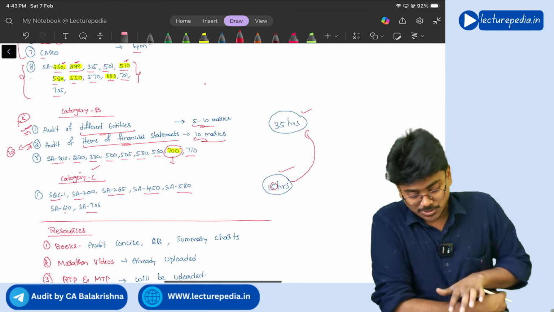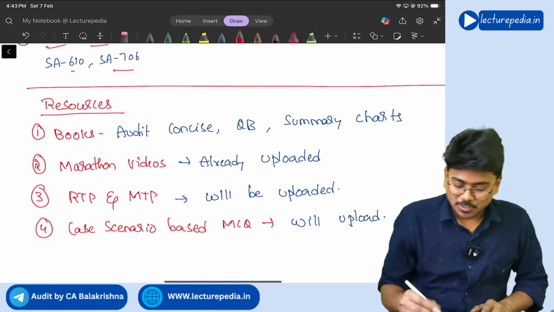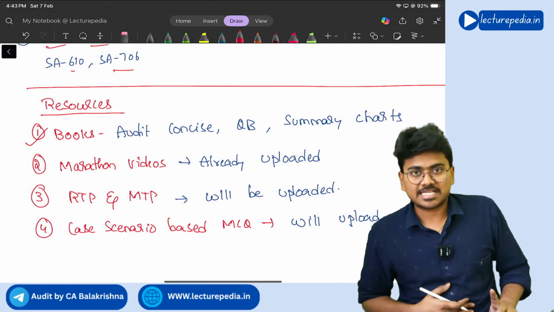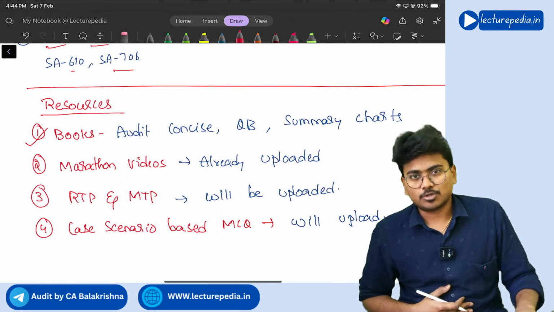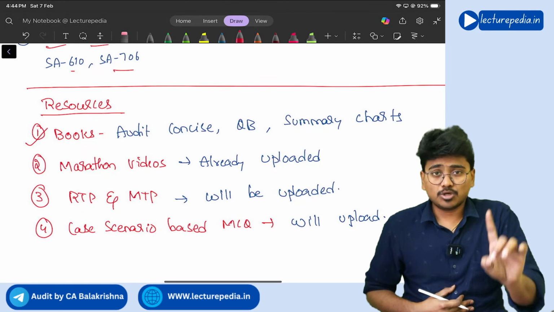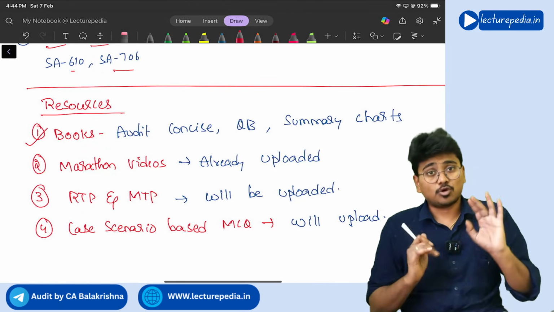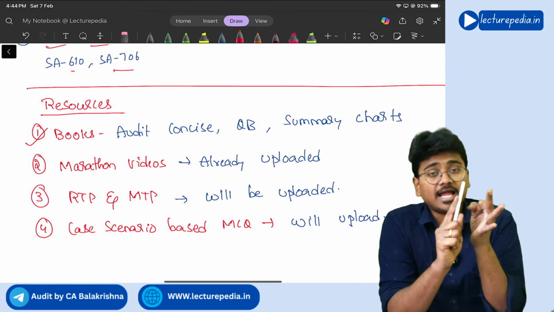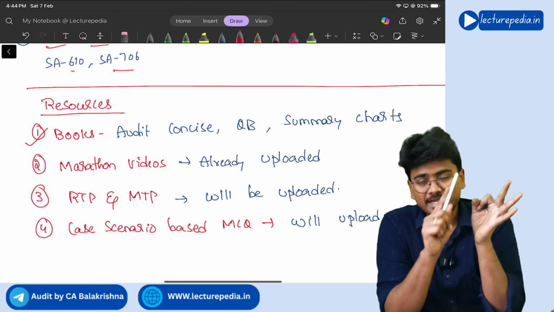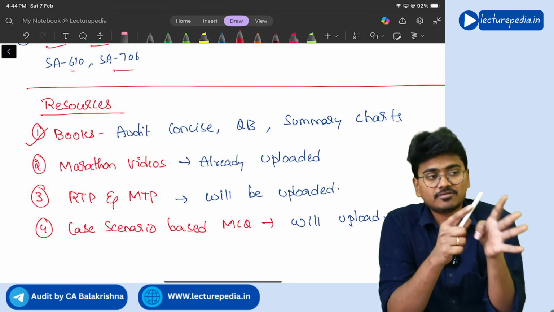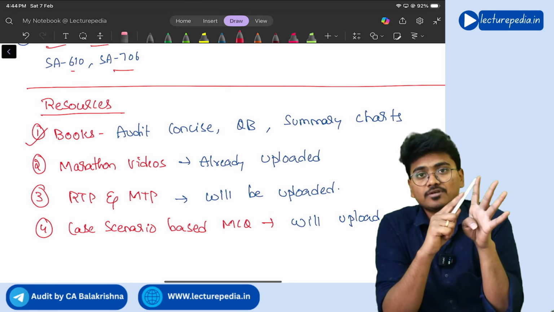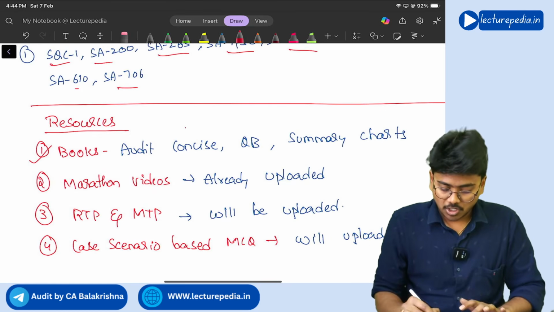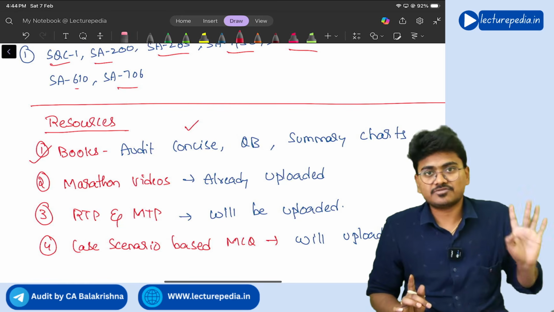What books and resources should we follow? Coming to the books, if you are already following any books, make sure the book has the features I told you about for a concept book. What are those features? Key terms highlighted in red, it should be a color book, content arranged in point-wise format, and there should be linking between concepts and questions. If these features are not there, you better change that book. You can go for my Audit Concise book, which has all these features.